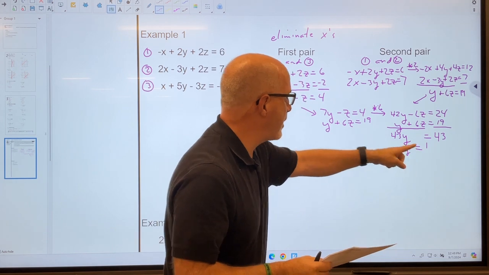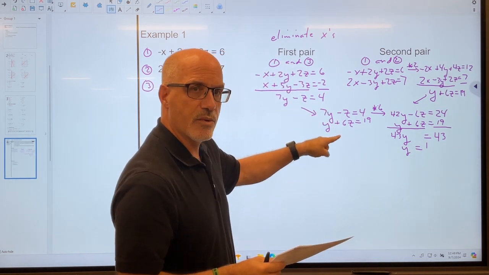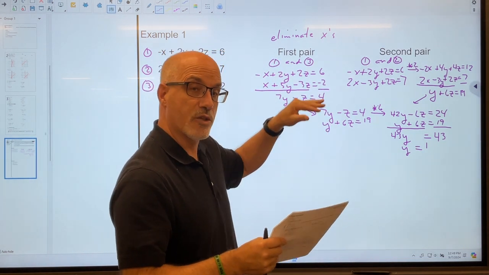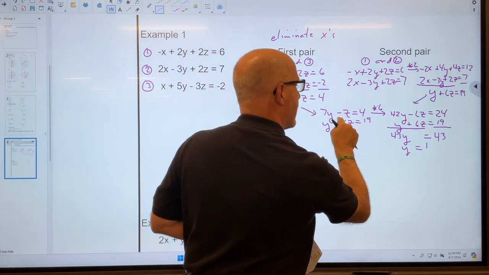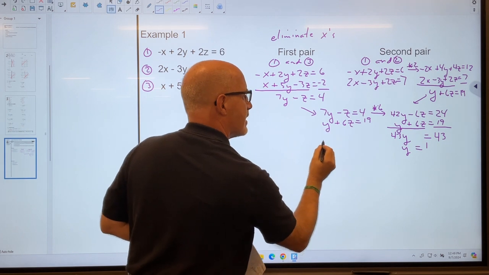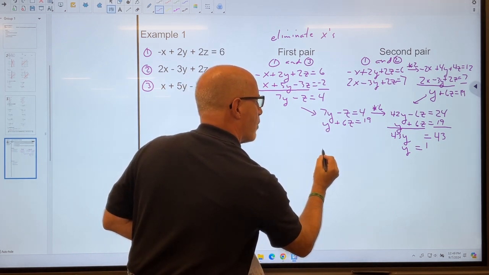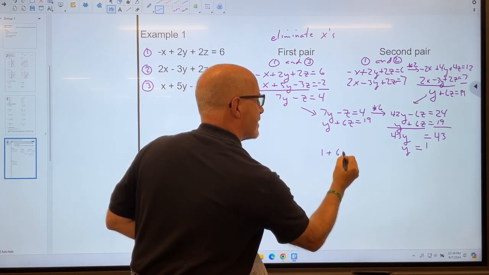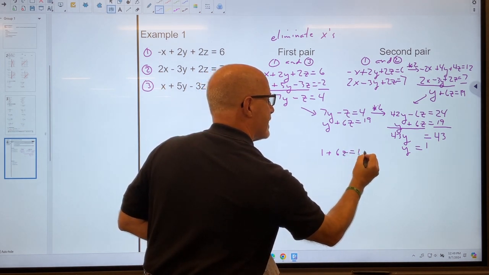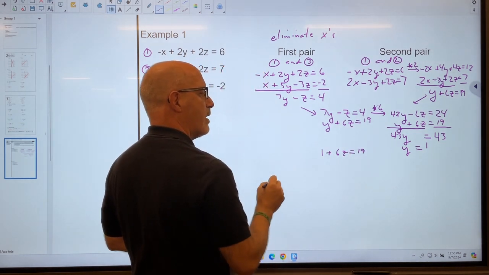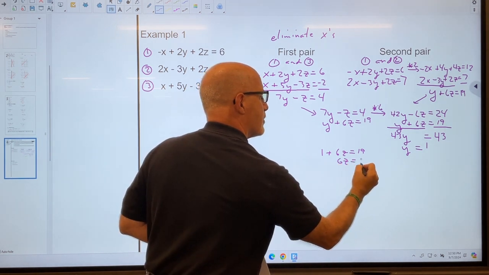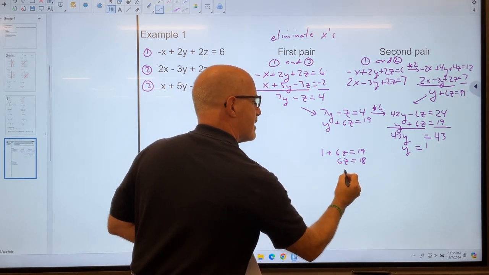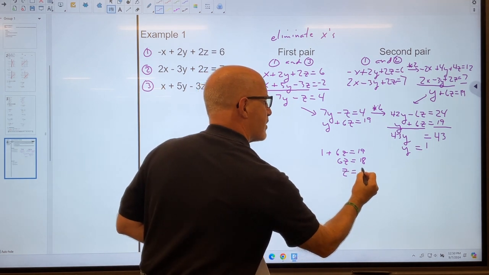Let's use this y equals 1 in one of these two equations to work our way back up to the top. So put 1 in for y here. I'm going to put it in the second one. So I'm going to have 1 plus 6z equals 19. Subtract 1 from both sides. 6z equals 18. Divide by 6 and you get z equal to 3.